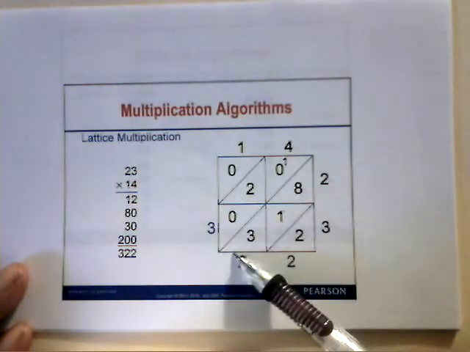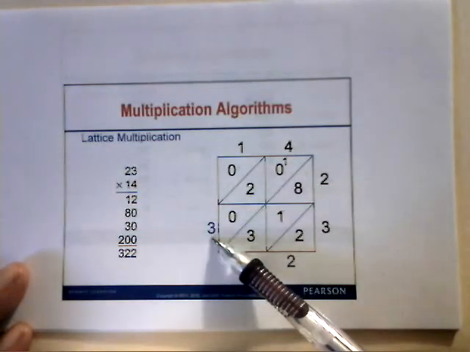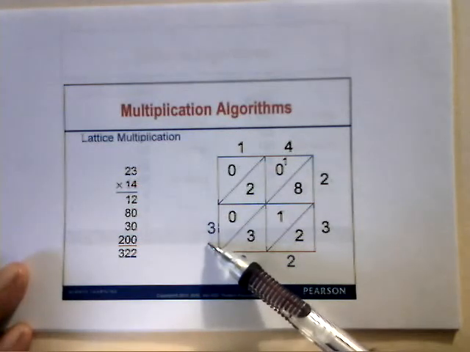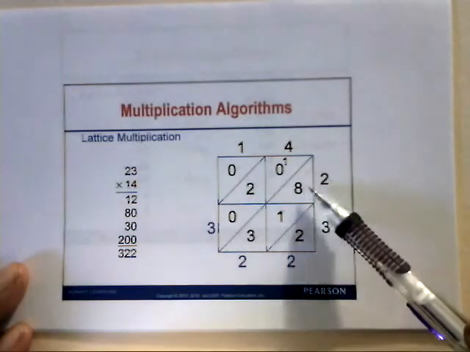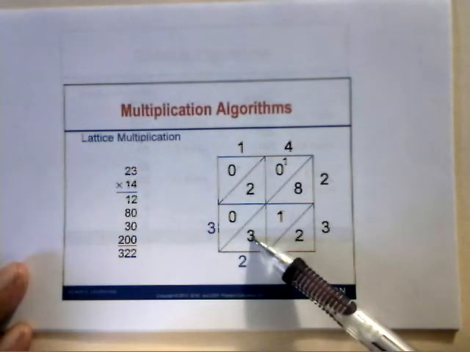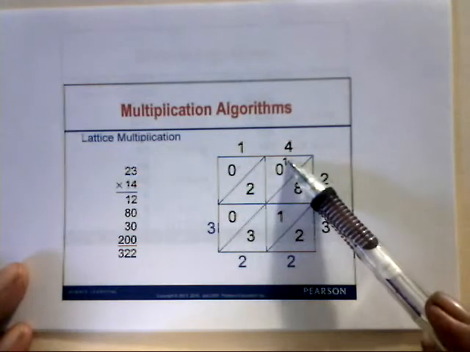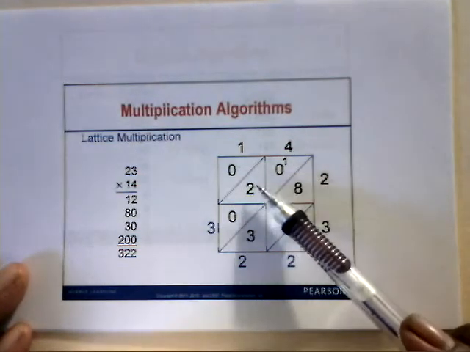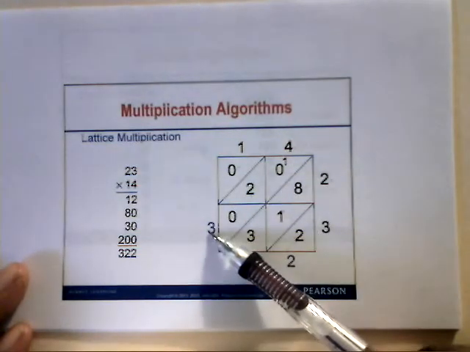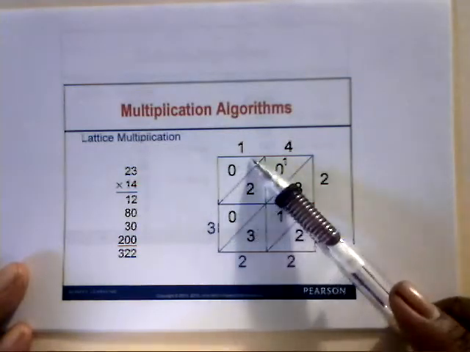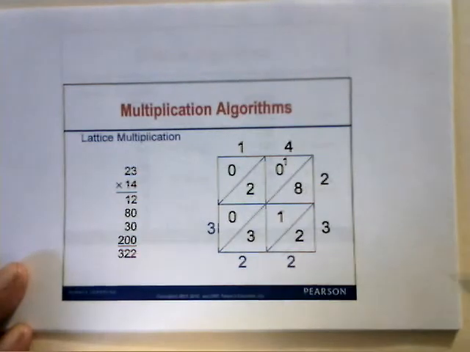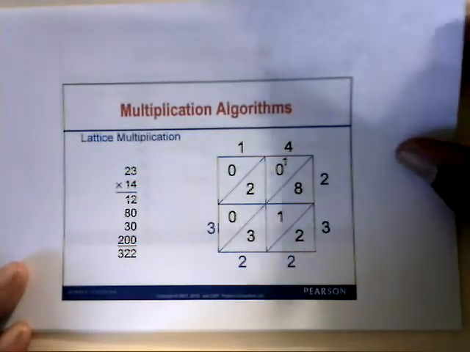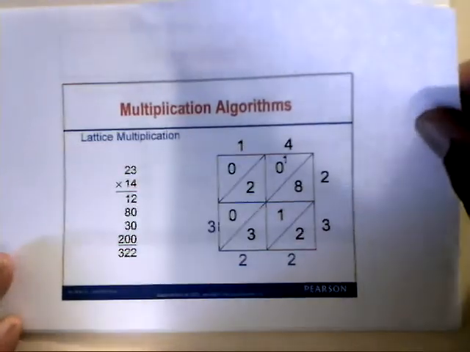Then we add along the diagonals here. And we might have to do some regrouping in this case here. Bring down this 2 because there's nothing to add to it. 8 plus 1 plus 3, that's 12. Write the 2, regroup with the 1. Then you got 1 plus 0 plus 2 plus 0, which is 3. And there's nothing to add the 0 to, so that's fine. So we got 322 for the product of 23 and 14 using the lattice multiplication approach.